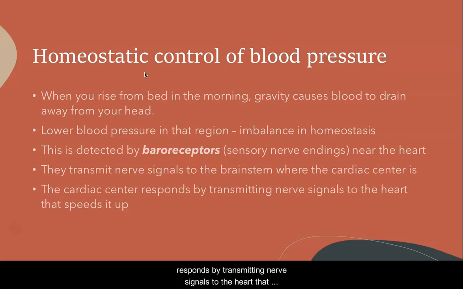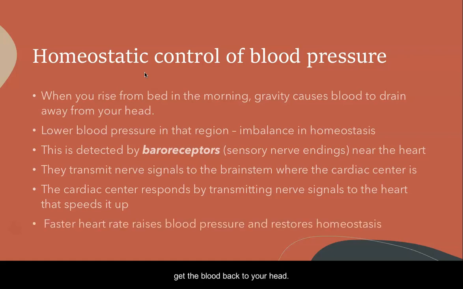Then the cardiac center responds by transmitting nerve signals to the heart that speed the heart up. The heart starts pumping faster, and you can increase the blood pressure to get the blood back to your head. That raises your blood pressure and restores homeostasis. So this is another example of a negative feedback loop.